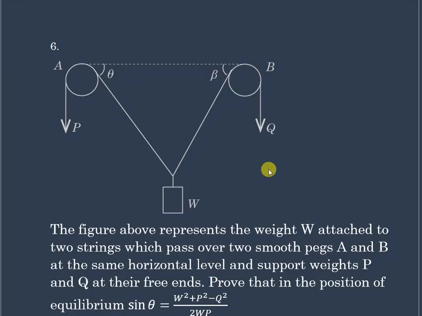Let's look at this example. The figure is given here, and they are talking about it as the figure above represents the weight W, this weight here, attached to two strings which pass over two smooth pegs A and B at the same horizontal level, and support weights P and Q at their free ends. Prove that in the position of equilibrium, sine theta is equal to that.